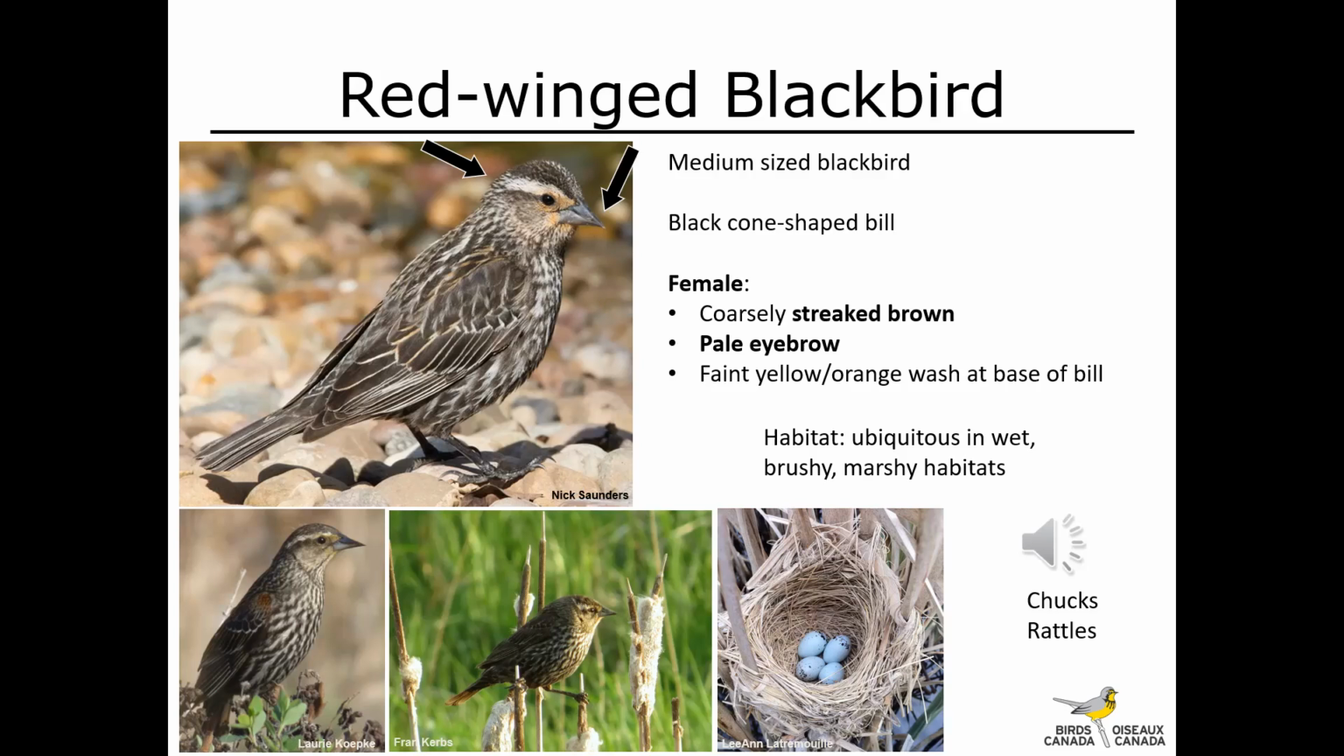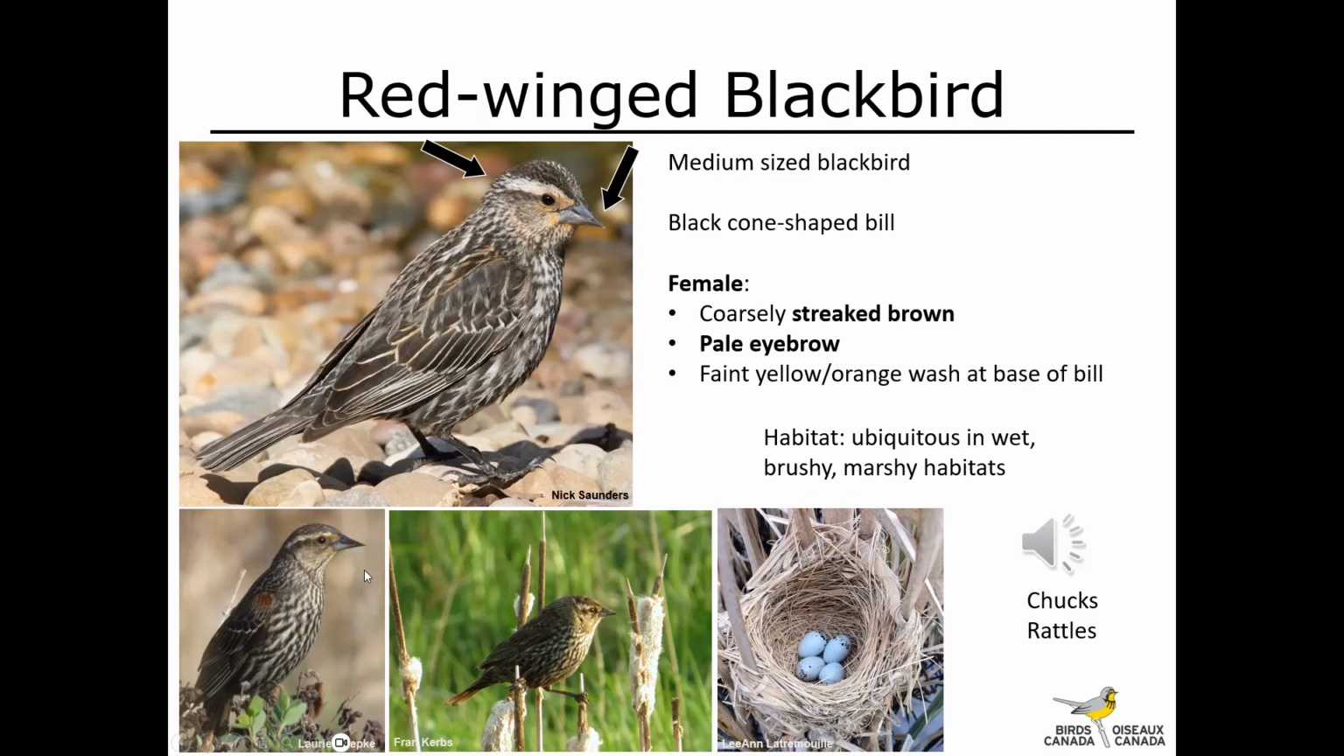They're really going to be intermixed with all of the red-winged blackbirds. So when you're out there at a wetland, it's going to be fairly obvious that there's going to be a bunch of males and a bunch of females there with them. So coarsely streaked overall, there is this nice pale eyebrow that stands out a fair bit, and they can have a faint yellow-orange wash at the base of the bill, and some of the older females can even start to have some of those red shoulder patches like the males have. So you can see that just a little bit in this photo on the left-hand side here.